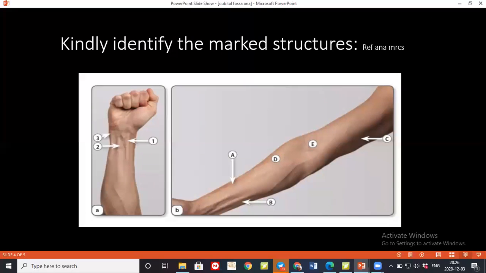Okay. One is brachioradialis. I'm looking at the right. Then what is 2? I said 2 is the tendon of the palmaris longus. Okay, we'll see. And then 3? 3 is the tendon of the flexor carpi radialis.